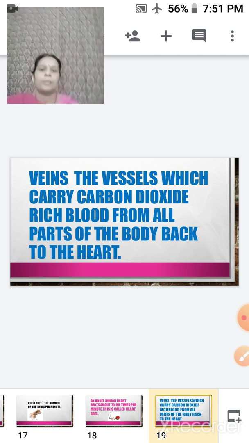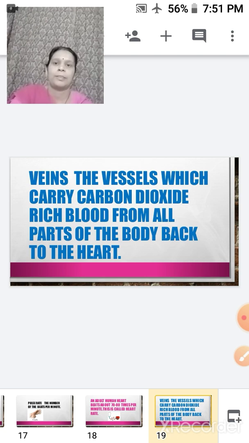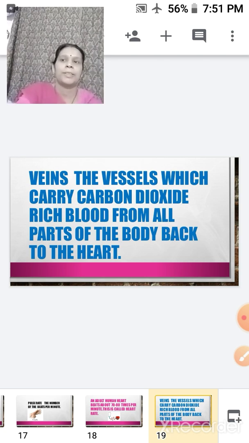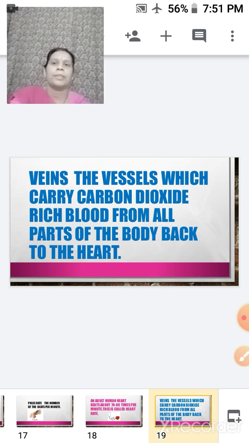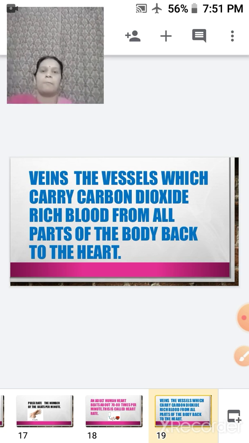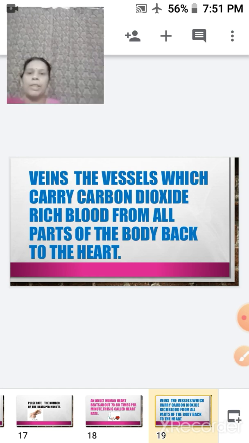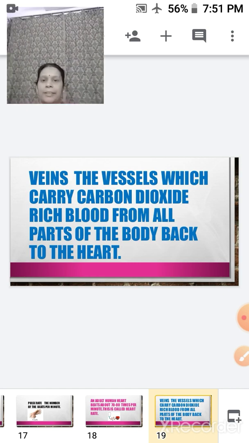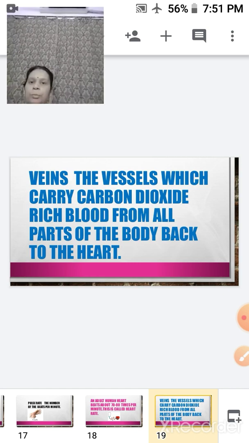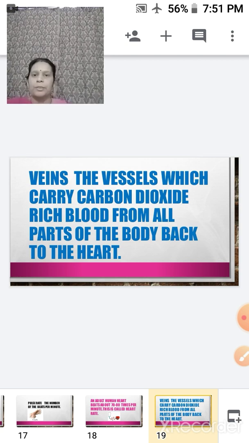After this come your veins. Just now we were discussing the arteries. Now we will be discussing the veins. Veins appear blue in color because they carry carbon dioxide rich blood from all the parts of the body back to the heart.